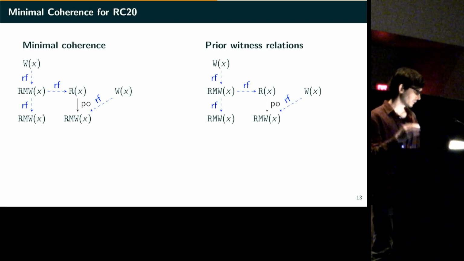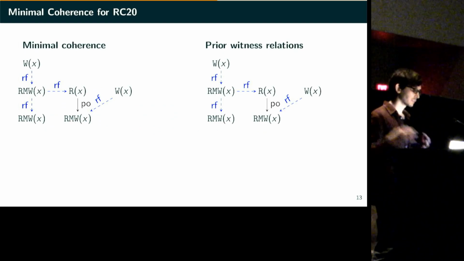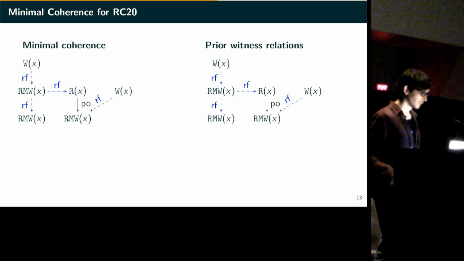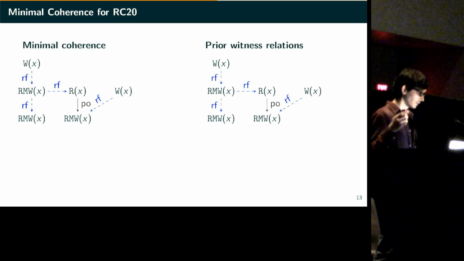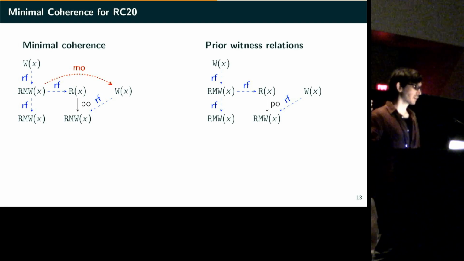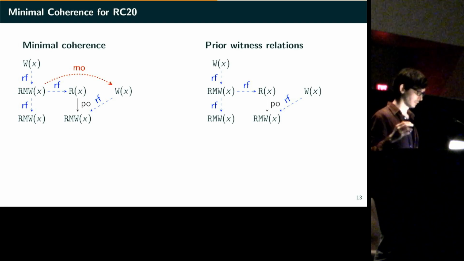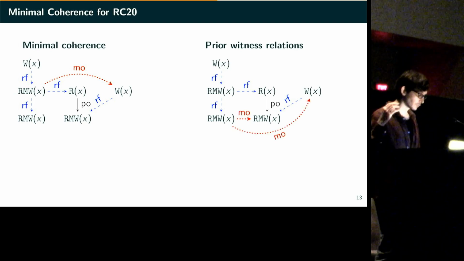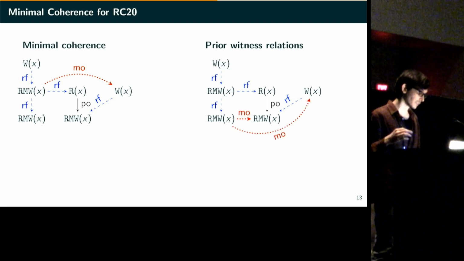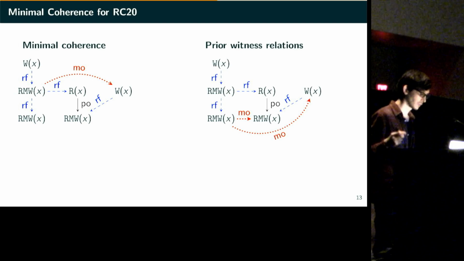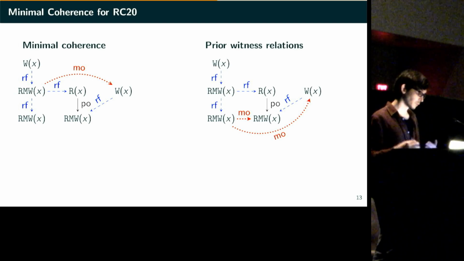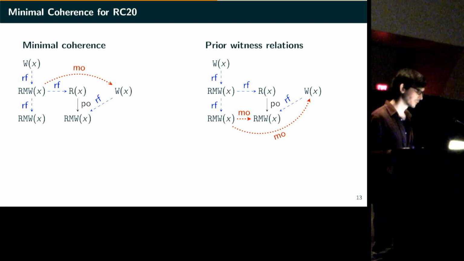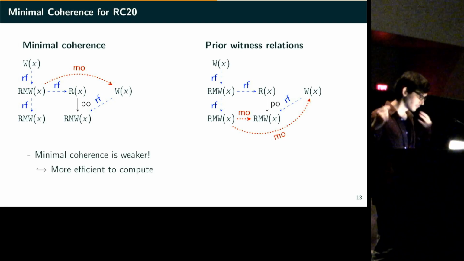So let me give an example that demonstrates the difference between minimal coherence and prior witness relations. Here we again have an execution which contains the PO and RF relations, and a witness relation based on minimal coherence is shown on the left. Whereas in the case of prior witness relations, the resulting witness relation would be something like this. Prior witness relations typically result in stronger partial modification orders, and they add more explicit edges. Whereas minimal coherence is weaker, and it is easier to compute.